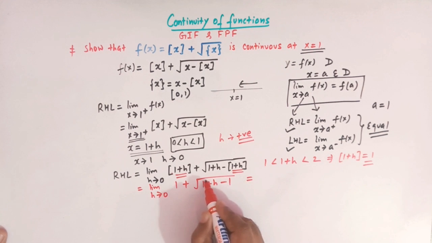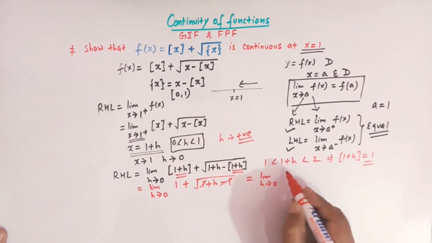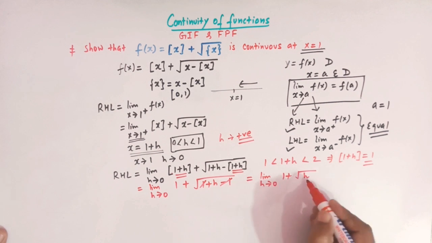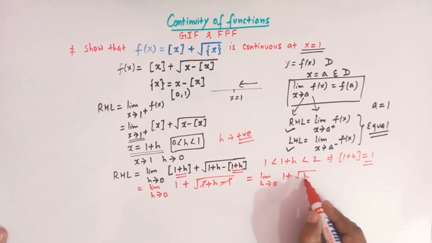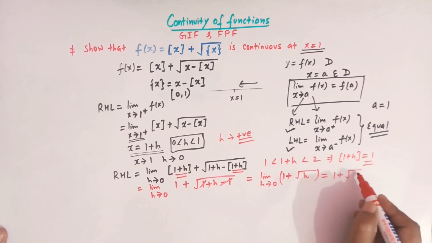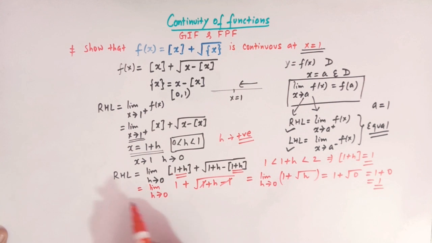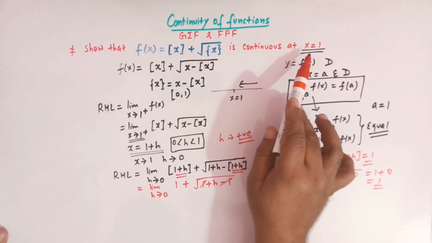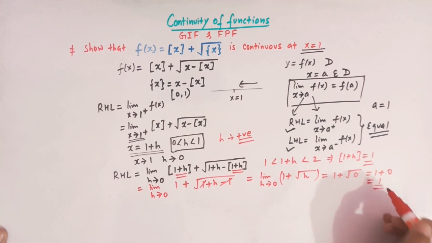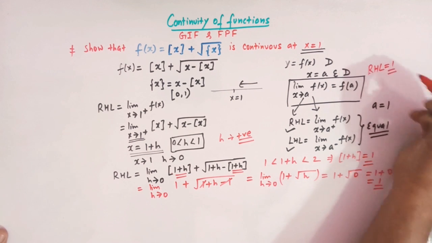And now this one and this one get cancelled, and now we are left with the limit h tends to 0 of 1 plus square root of h, right? And now this square root of h tends to 0 when h tends to 0. So we have 1 plus square root of 0, that is 1 plus 0, that is equal to 1, right? So the right hand limit of this function when x approaches 1 from the right of x is equal to 1 is 1, right? So now we can write the right hand limit as equal to 1, right?